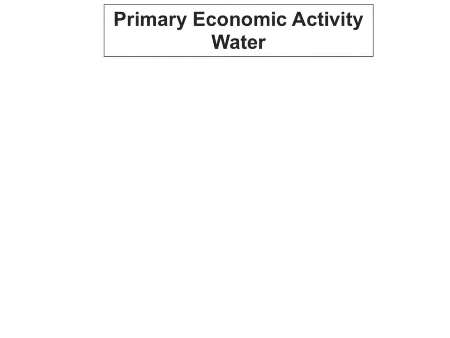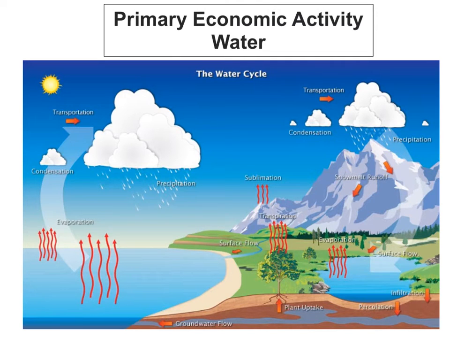So the first thing you need to know is water is a natural and a renewable resource. And we have what is called the water cycle, or sometimes known as the hydrological cycle. So this is what the water cycle looks like, and I'm going to show you how the water cycle actually takes place and how it happens.